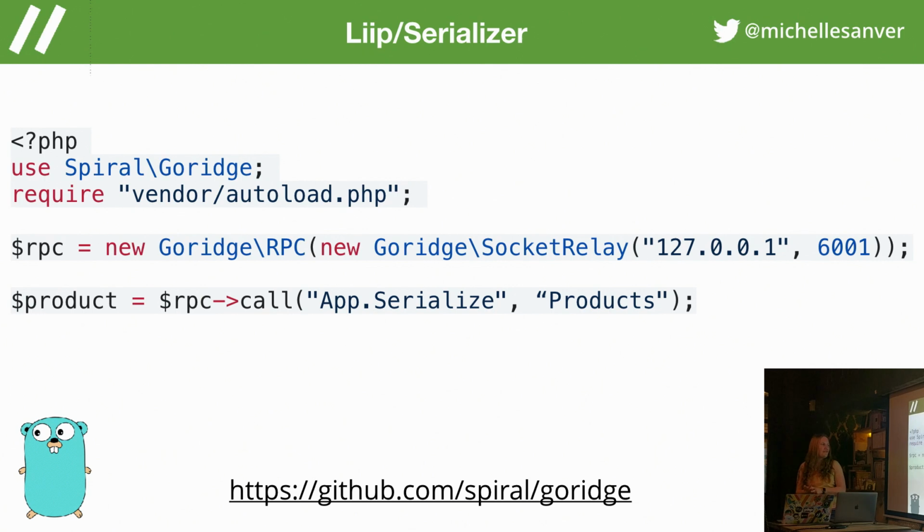This is how you would typically use GoRich. So basically you make a new RPC with the port and the IP of your Go app. And then you can call any Go application. So in this case, we have our Go Serializer application running on the home IP with port 6001, and we call it app serialize. And then we call them products because that's what we want to serialize. And then products here would be the content, and it would be our JSON in this case. The JSON output that a GoLang application gives us. Very nice, very neat, very fast. It's awesome.